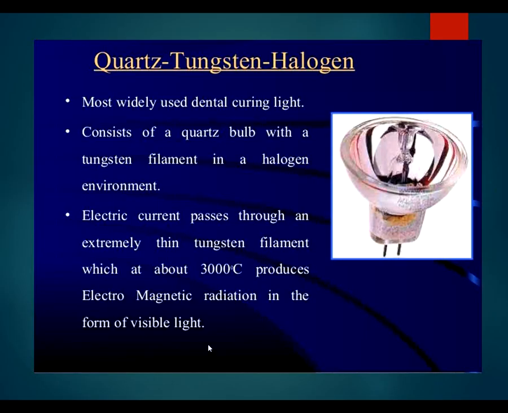How does the quartz tungsten halogen unit work? It is the most widely used dental curing lamp. It consists of a quartz bulb with a tungsten filament in a halogen environment. Electric current passes through an extremely thin tungsten filament which, at about 3000 degrees centigrade, produces electromagnetic radiation in the form of visible light.